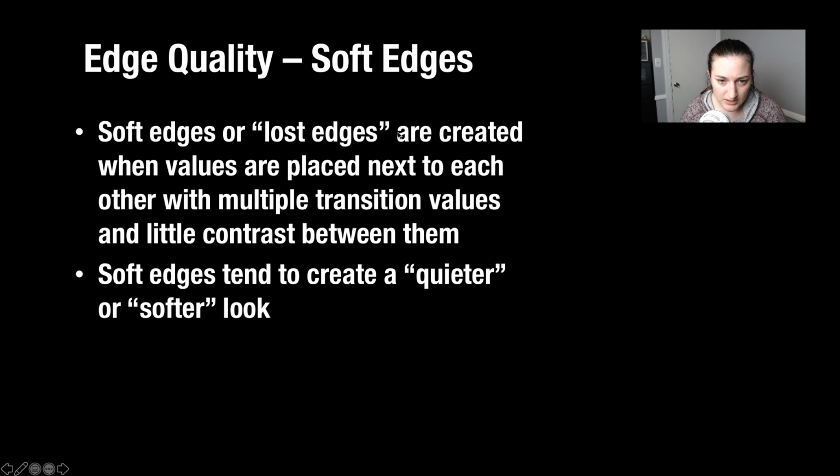Soft edges or lost edges are created when values are placed next to each other with multiple transitional values and little contrast between them. So we have values next to each other, but there are a lot of transitions between those two. So it makes for a very soft transition, right? They tend to look quieter or have a softer look.